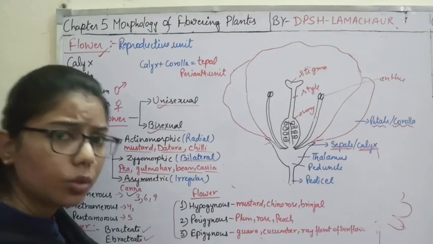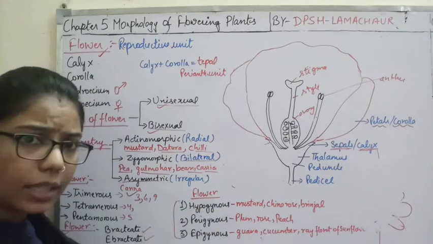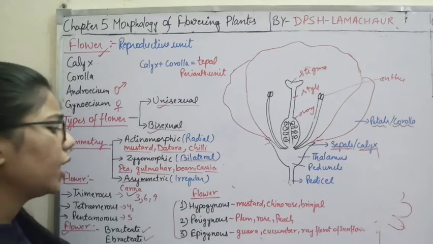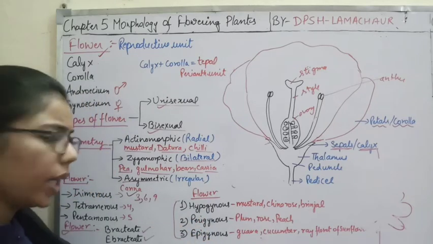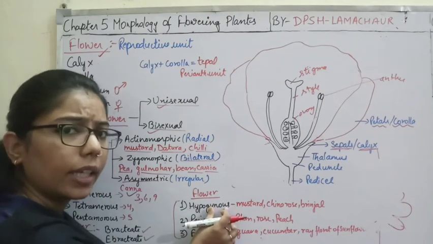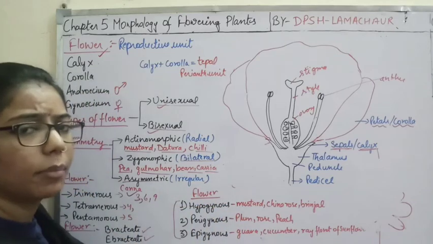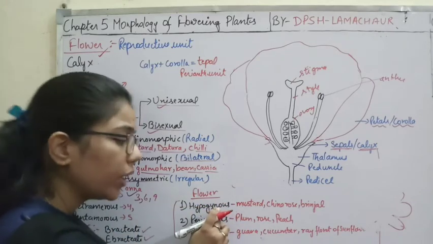What is the situation of the thalamus? We have classified it into three. What are they? Hypogynous, perigynous, epigynous. Okay, gynous is related to what? Related to the female structure. It means we are talking about the ovary here.